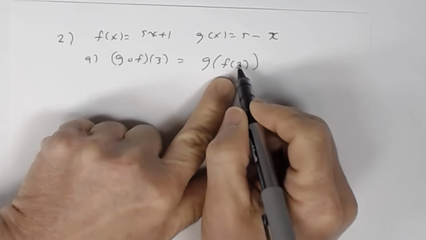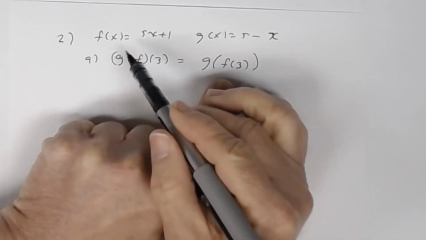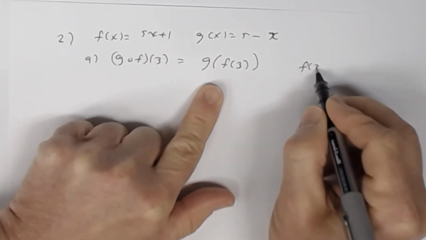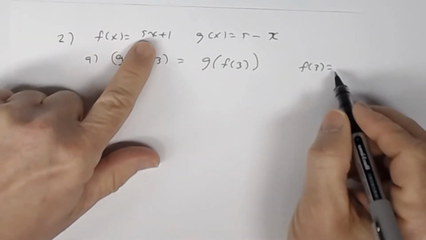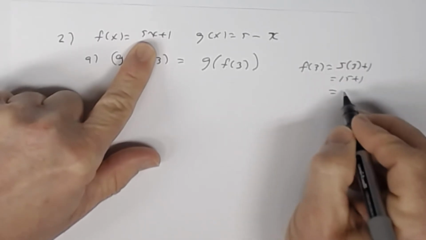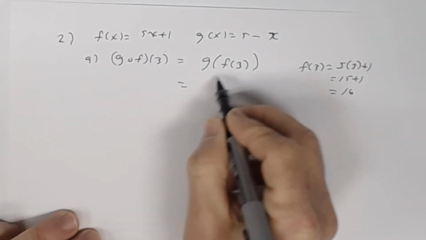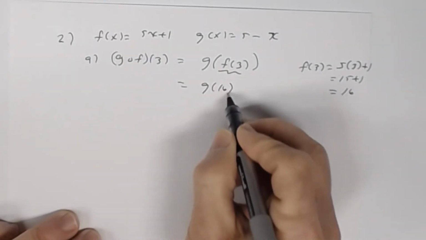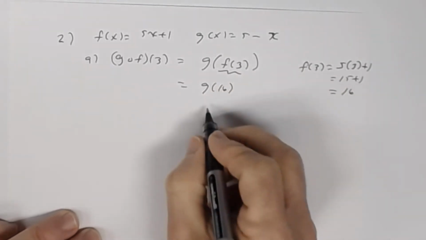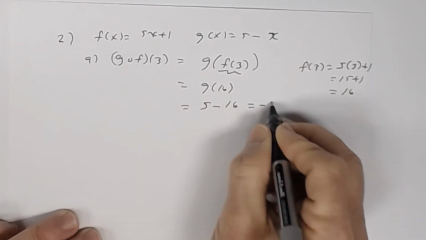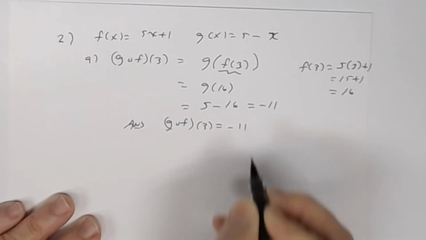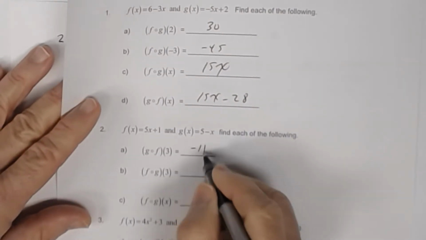So now I have to find out what f of 3 is. Remember, these are two different functions, so make sure you use the functions for number 2. So I go to my function f, which is here, and where we see the variable x, substitute 3. So it becomes 5 times 3 plus 1, so that's 15 plus 1, which is 16. So this right here is 16 now. So this becomes g of 16. And now we know how to do that. G of 16, I go to my function g, and where we see the variable x, I substitute 16. So it becomes 5 minus 16, which is negative 11. So the answer: g composed with f at 3 is negative 11.